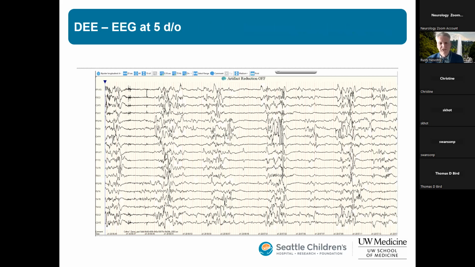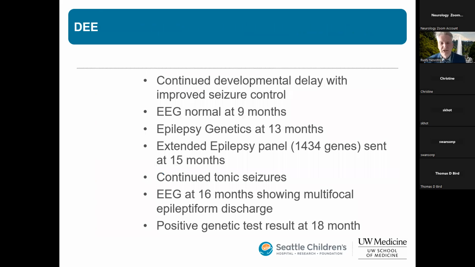So this is his EEG that we typically see in a condition called Ohtahara syndrome. It's a very discontinuous burst of generalized sort of polyspike discharges with periods of attenuation. And during some of the more prolonged ones, he'll have a brief tonic or myoclonic seizure. He continued to have developmental delay. His EEG actually improved dramatically with treatment. It was identified as normal.